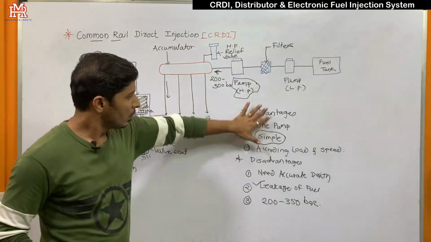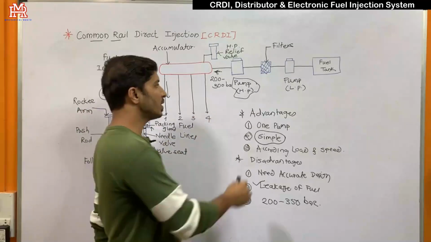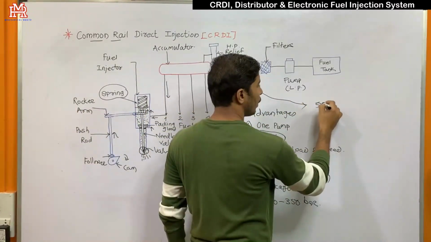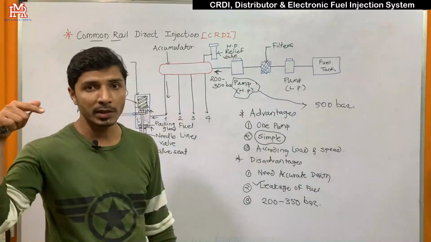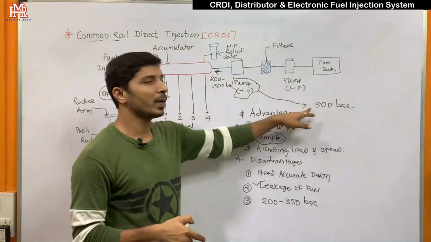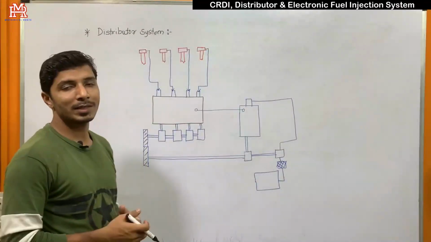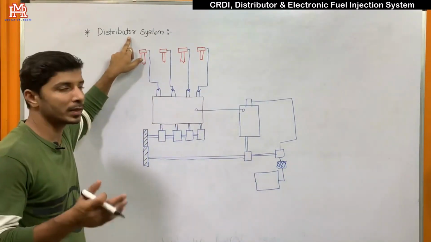When I go for multiple pumps, there is a possibility that by using these pumps, we can develop a pressure up to 500 bar or even more than that. We know that if the pressure is more, definitely proper atomization will be there and we will get proper combustion. So now we'll discuss the distributor system, or distributor type fuel injection system.